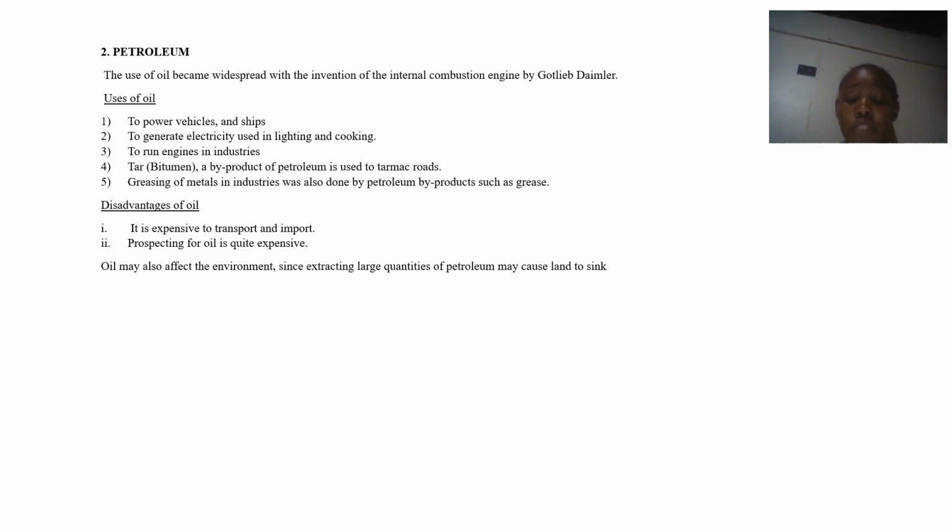Tar, that's the bitumen, a product of petroleum, is used to tarmac roads. Then the greasing of metals in industries was done by petroleum by-products such as grease.